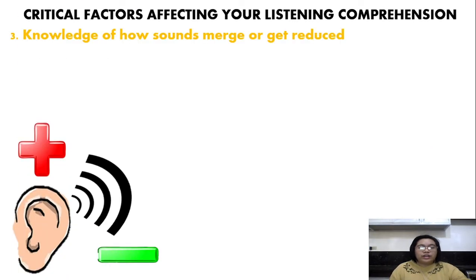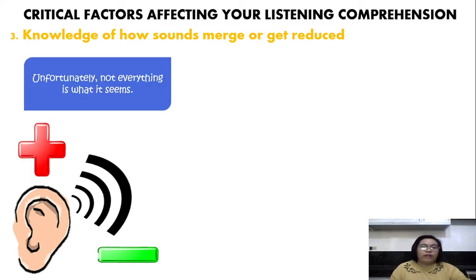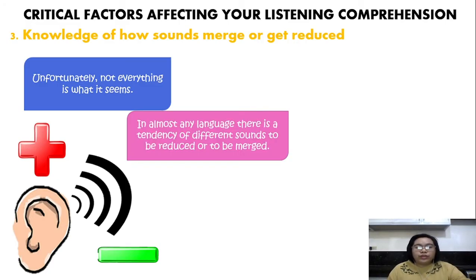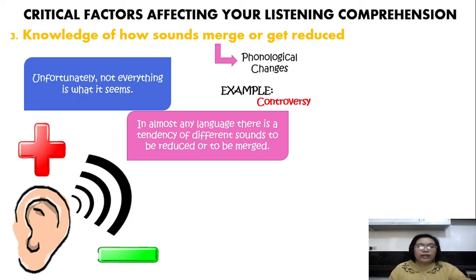So next factor is our knowledge of how sounds merge or get reduced. Unfortunately, not everything is what it seems. So when we say how sounds merge or get reduced, it's certainly to be the case with sounds. In almost any language, there is a tendency of different sounds to be reduced or to be merged. So it primarily focuses on the pronunciation of the words, on how sounds merge or the phonological changes. And one example of that is the word "controversy".